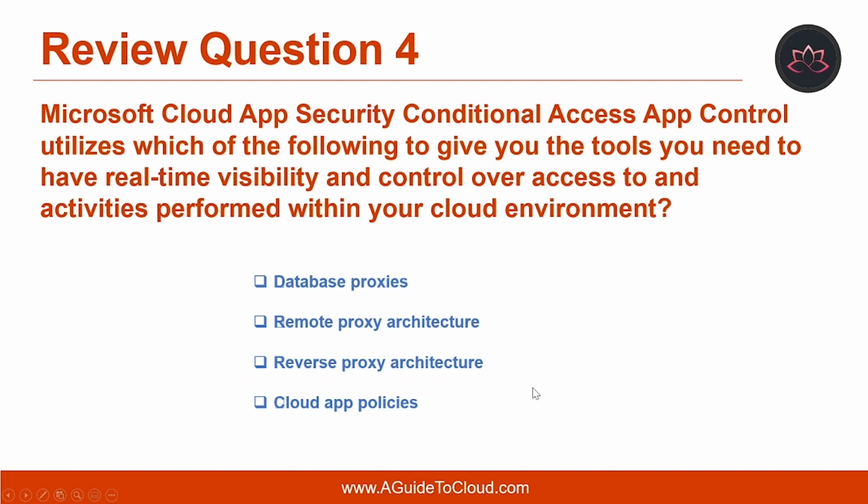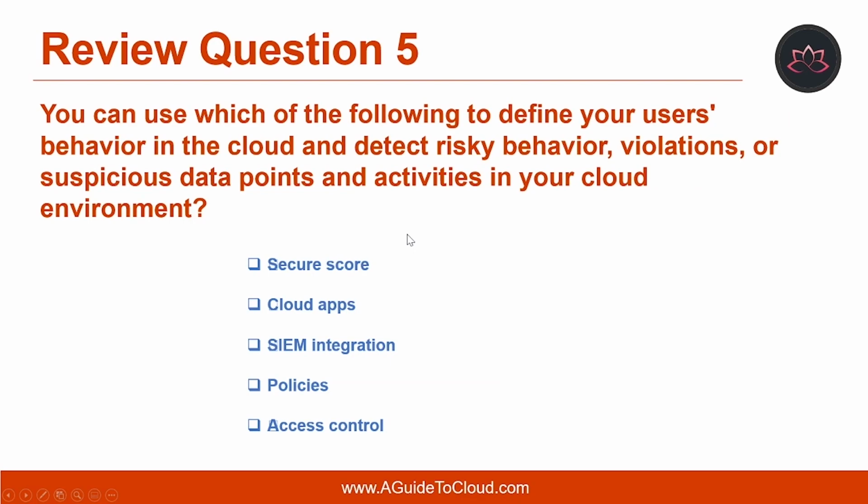Question number 4. Microsoft Cloud App Security Conditional Access App Control utilizes which of the following to give you the tools you need to have real-time visibility and control over access to and activities performed within your cloud environment? The right answer is Reverse Proxy Architecture. Let's look at question number 5. You can use which of the following to define your users' behavior in the cloud and detect risky behavior, violations, or suspicious data points and activities in your cloud environment? The correct answer is policies.